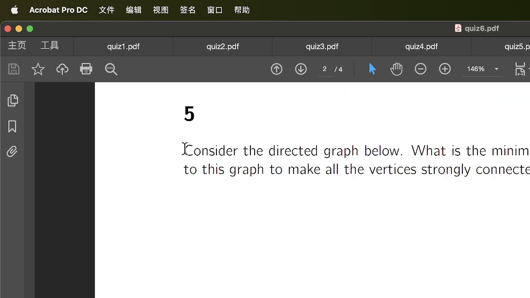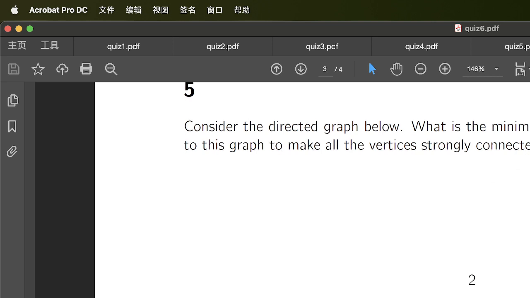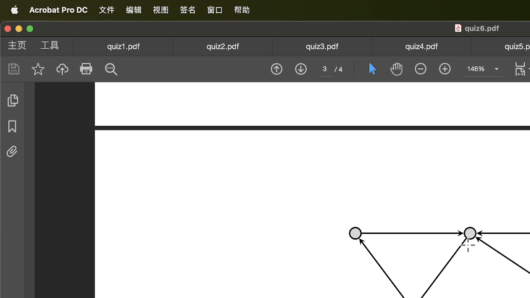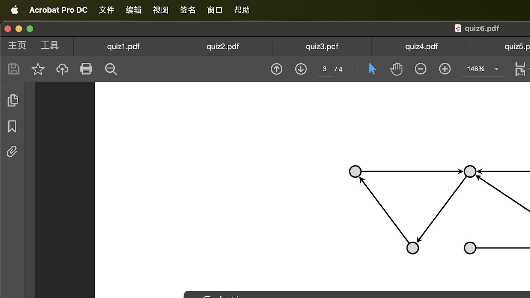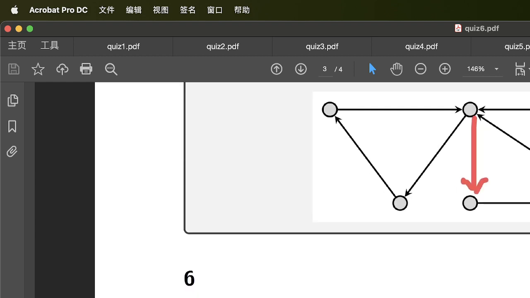Okay, number 5. Consider the directed graph below. What is the minimum number of directed edges to add to this graph to make all the vertices strongly connected? So we just need to connect this part, right? So simply add an edge here. Then from this node, we can go to this one, this one, this one, and go back to the original one. Yeah, just try it.